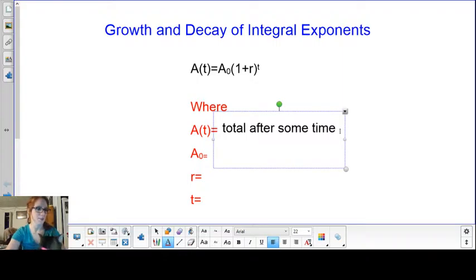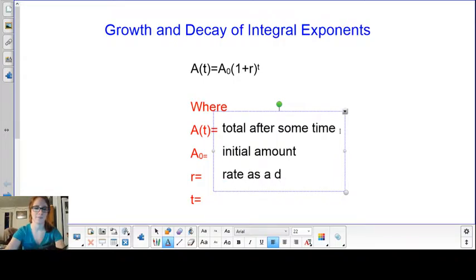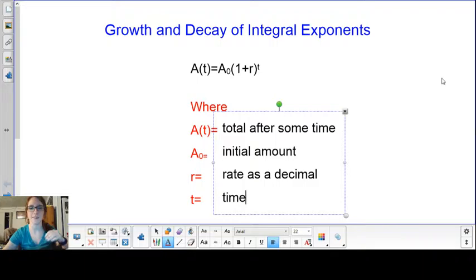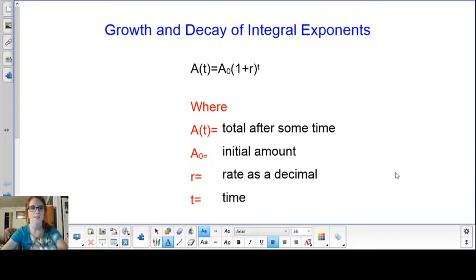A sub 0 is my initial amount. My R stands for rate as a decimal. And T stands for time. Typically in years, but it is dependent on the problem. So if the problem is in months, then the T will be in terms of months. If it's in seconds, it will be in seconds. So on and so forth.